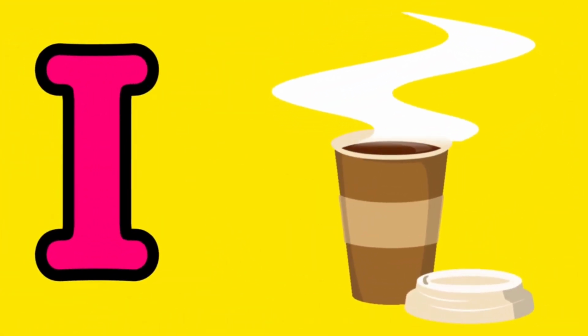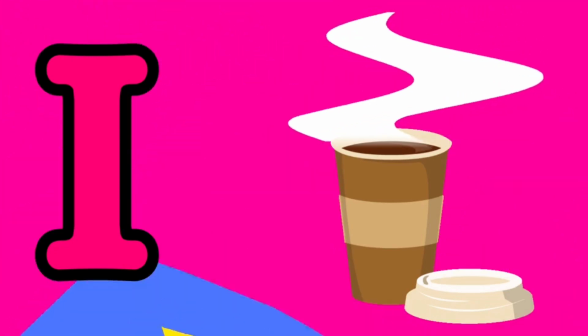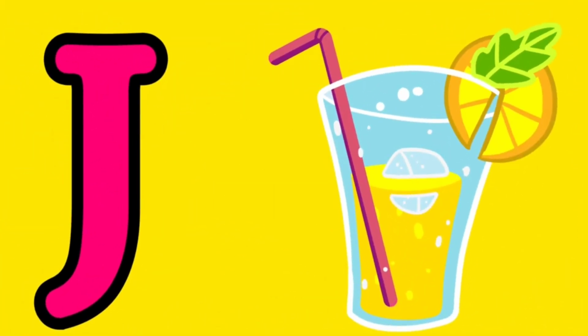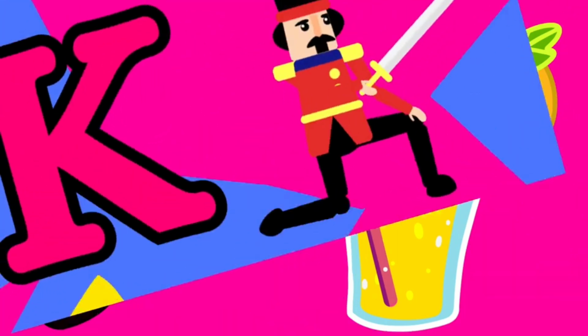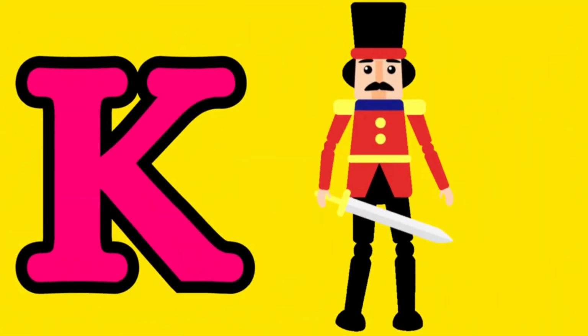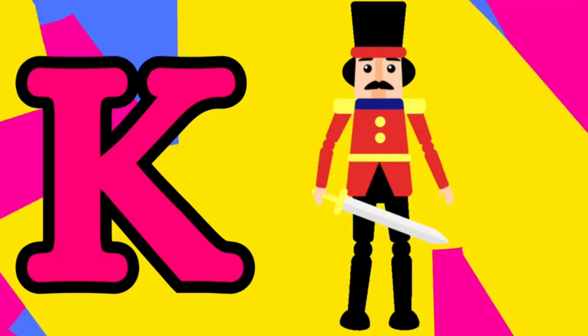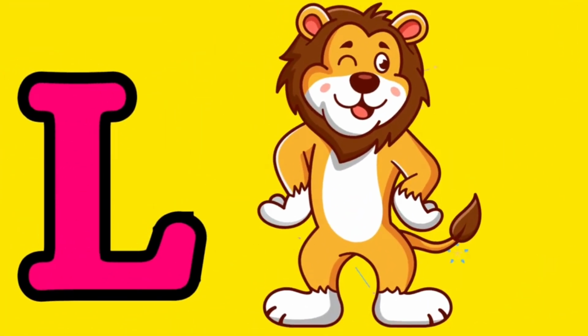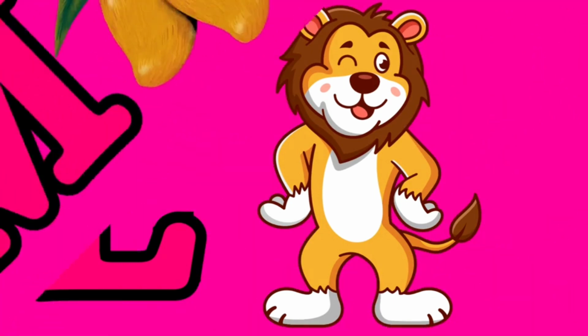I is for ice coffee, E, E, ice coffee. J is for juice, J, J, juice. K is for king, K, K, king. L is for line, L, L, line.